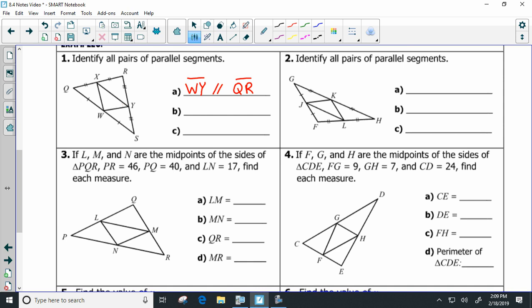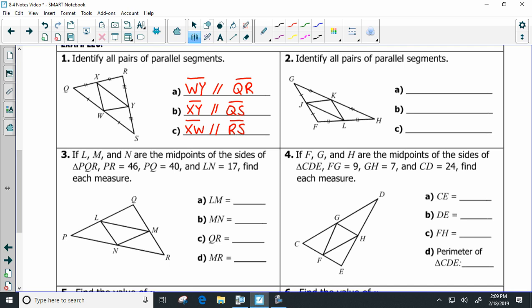With that being said, we have another mid-segment right here, XY. Mid-segment XY is parallel to its third side, which would be QS. And the last mid-segment that I want to take a look at is XW, and it would be parallel to the third side of the triangle, RS. So that gets us the first part of the mid-segment theorem.